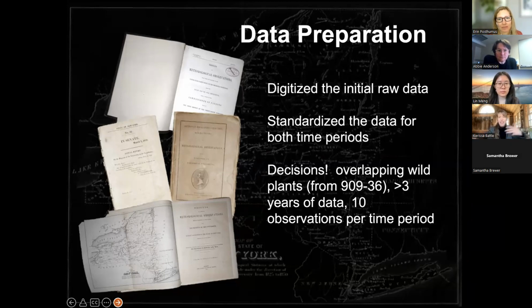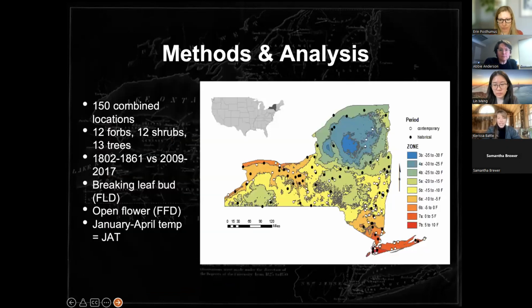And so we pooled these two data sets and then started to make some decisions around what to include and what not to include. We had a lot of decisions to make with what species. We went from over 900 species down to 36 that we felt we could really match with the kind of robust numbers that we wanted in terms of how many years of data and number of observations. We ended up, between the two pooled data sets, with 150 different locations across the state, 12 forbs, 12 shrubs, 13 trees, and then took the data from the past and from the present and did a comparison.